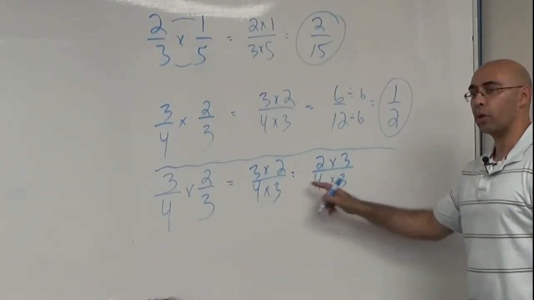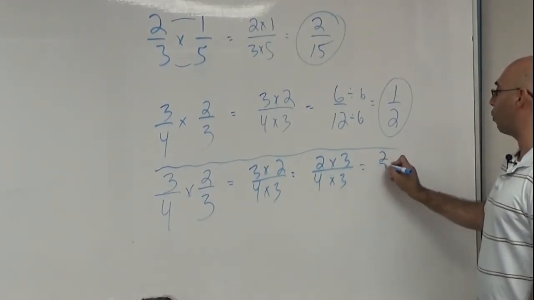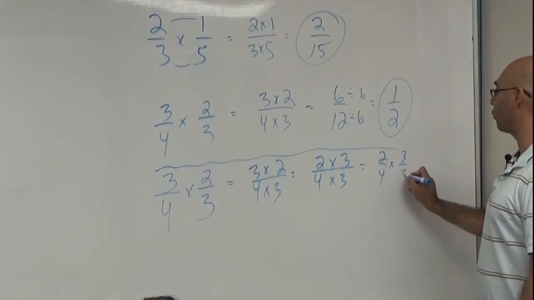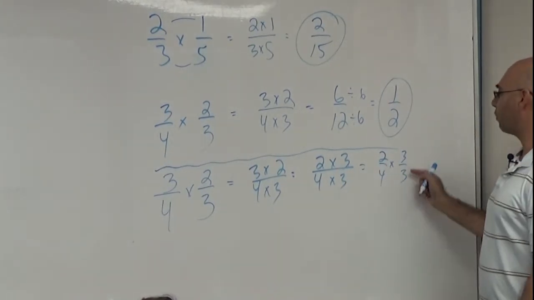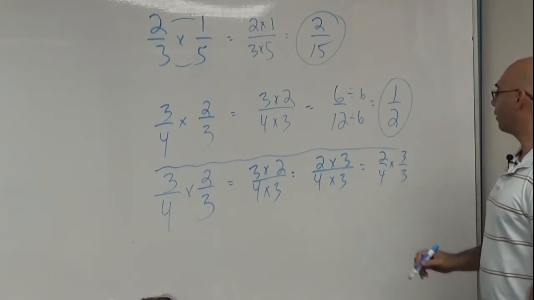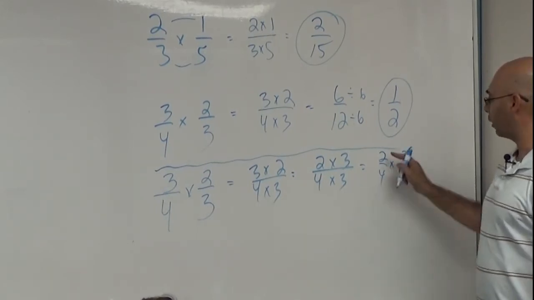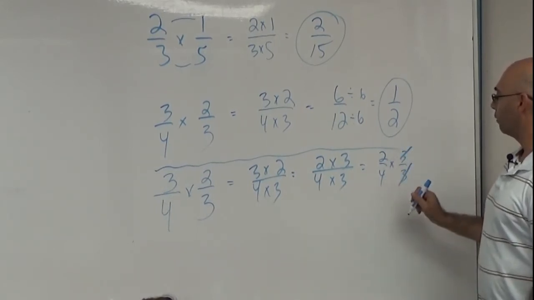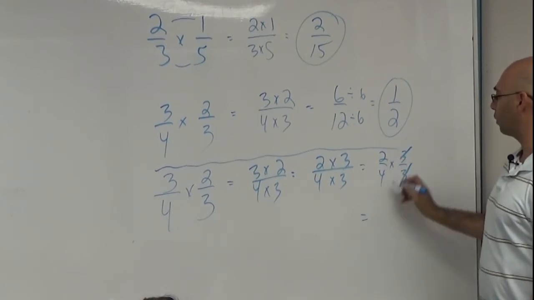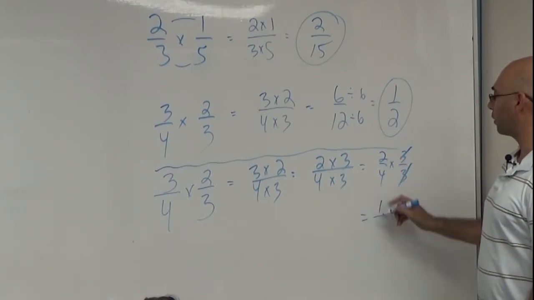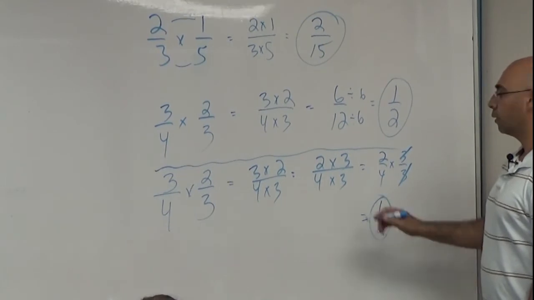And again, this is what I'm doing mentally, which is the same as saying 2 over 4 times 3 over 3. Well, what's 3 divided by 3? Oh, so I can cross those guys out. What can I divide these guys by? 2. What's 2 divided by 2? 1. What's 4 divided by 2? 2. Oh, I remember doing this.